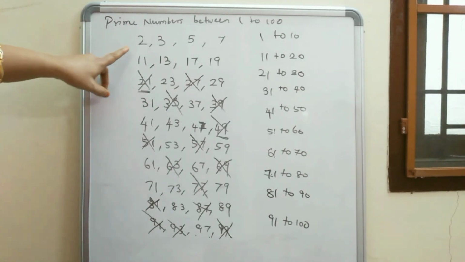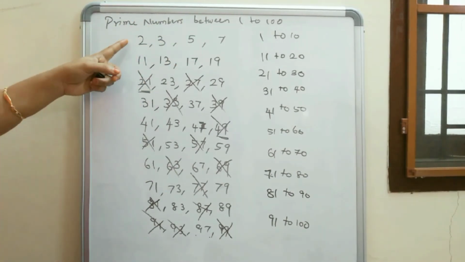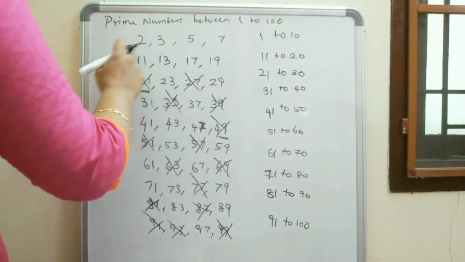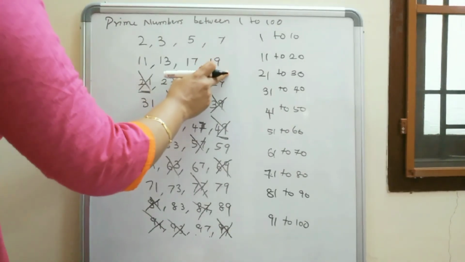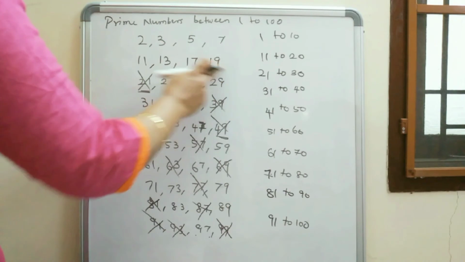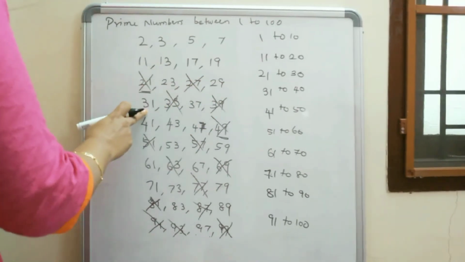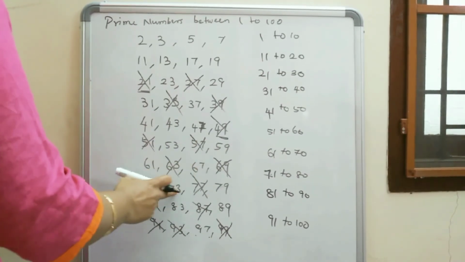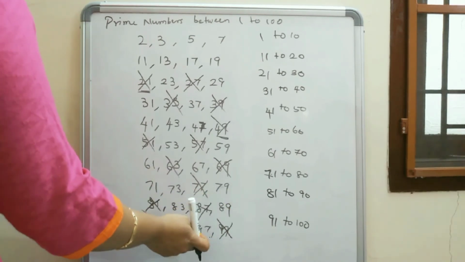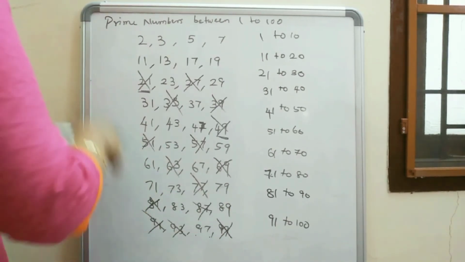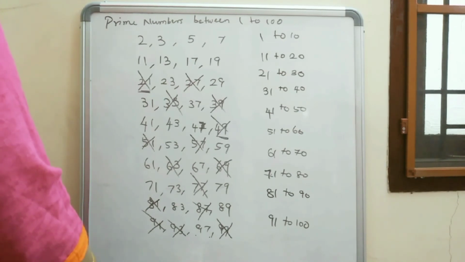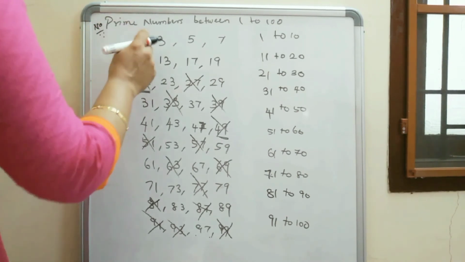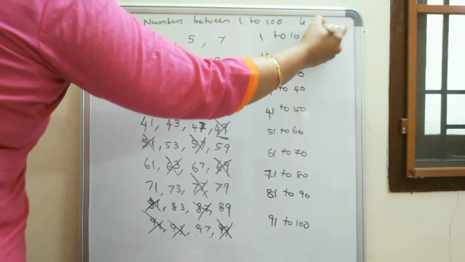So the numbers which are not cancelled are the prime numbers. We can now observe the prime numbers from 1 to 10. Here we have 4 prime numbers. Next, from 11 to 20 we have 4, and so on, counting up to 25. So this is also an important question in competitive exams: the number of prime numbers between 1 to 100 is 25.